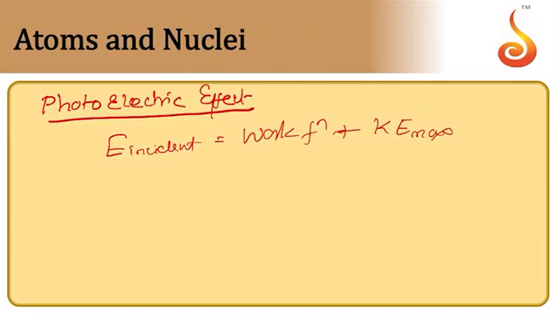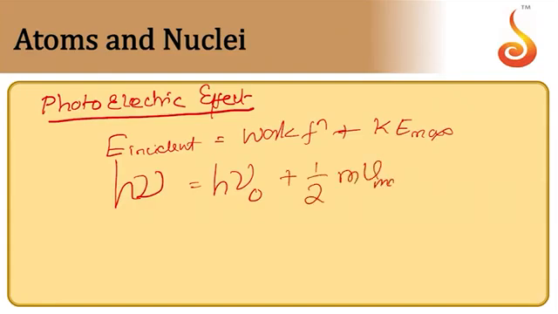Suppose the incident light is of frequency nu, then we can write h nu is equal to h nu naught, where nu naught is the minimum frequency called the threshold frequency, plus half m v max square, where v max is the maximum velocity possible.